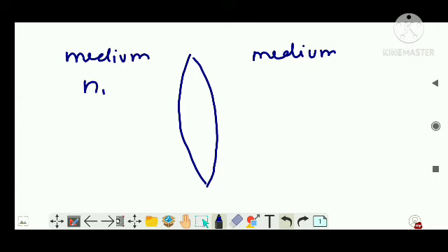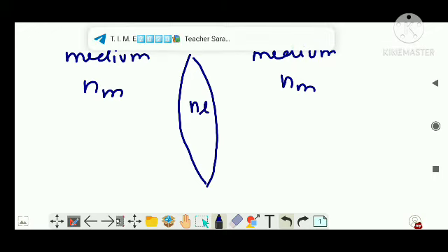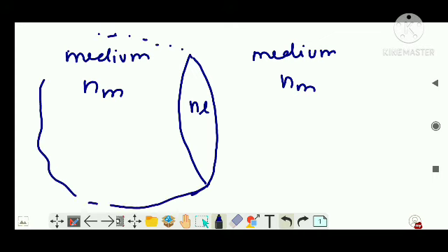Now if it is a medium, I have to write that it has a refractive index nm. Let's say nl is the refractive index of the lens, right? Now I told you this one section is a part of a spherical surface, so it would have what is known as a radius of curvature. Let's say this is the radius of curvature of this one. This one is the first one.